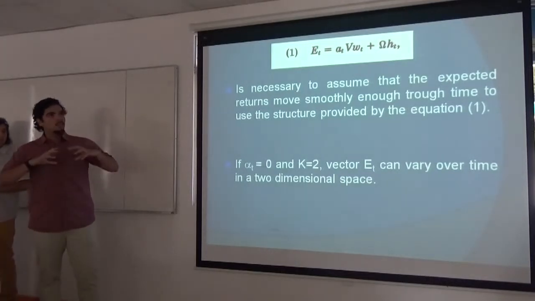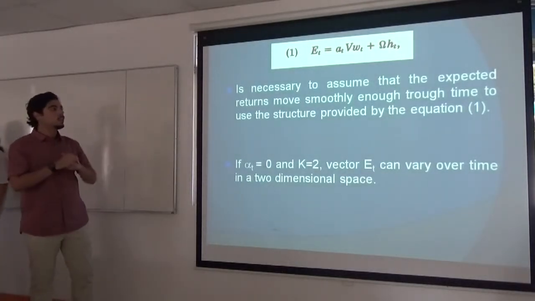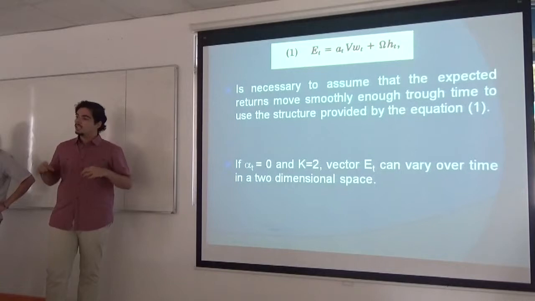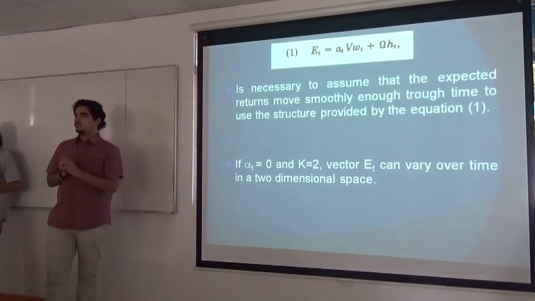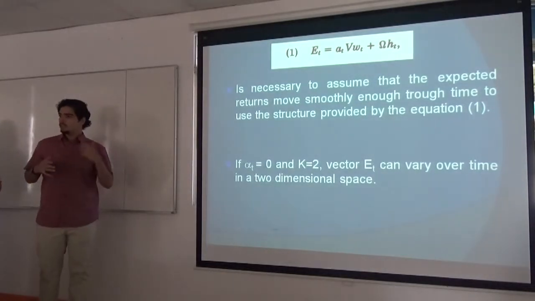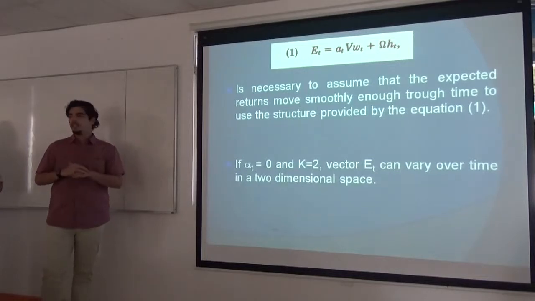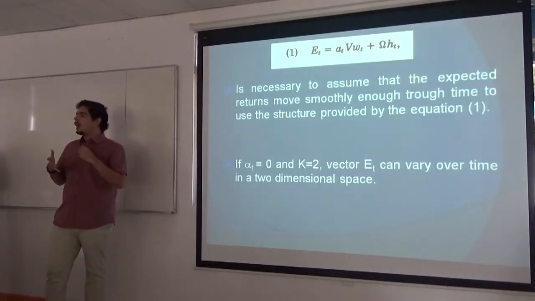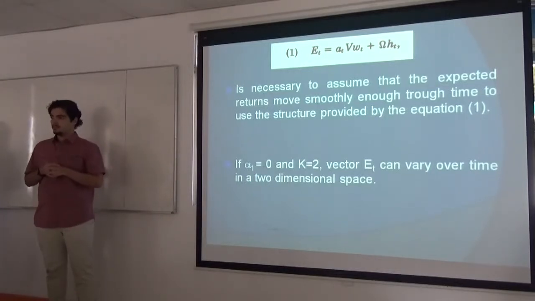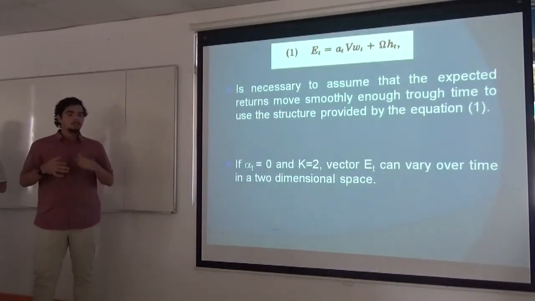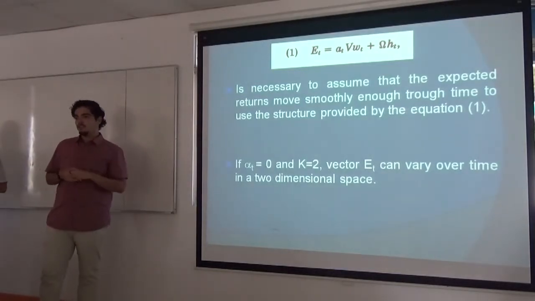However, the structure provided by the first equation is not enough to bound the likelihood function. For this reason, it is necessary to assume that the expected return moves smoothly enough over time to be approximated by a step function. Under this assumption, and letting alpha t equal 0 for simplicity, consider a two-asset economy with k equal 2, where k is set equal to the number of test assets. The vector et can vary over time in a two-dimensional space.